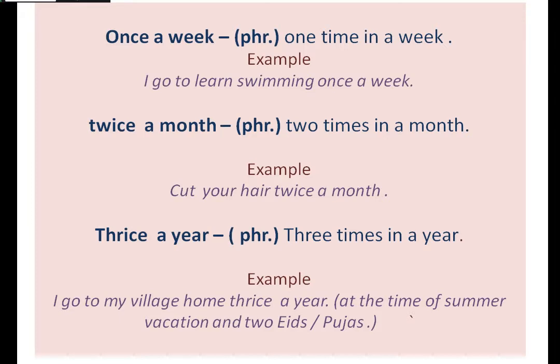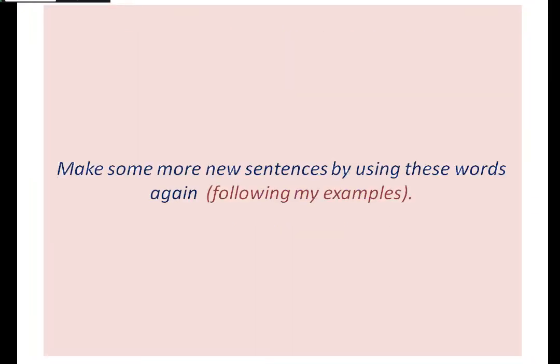Twice a month, two times in a month. You can say, cut your hair twice a month. Thrice a year. It means three times in a year. For example, I go to my village home thrice in a year. You can also add this at the time of summer vacation and to Eids or pujas. Now your task is to make some more new sentences by using these words again. You can follow my examples.